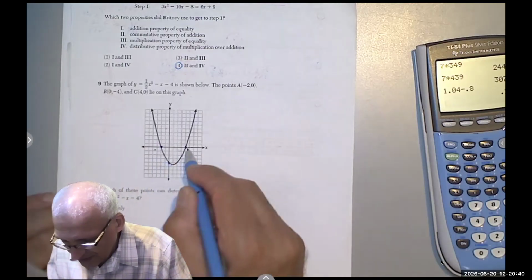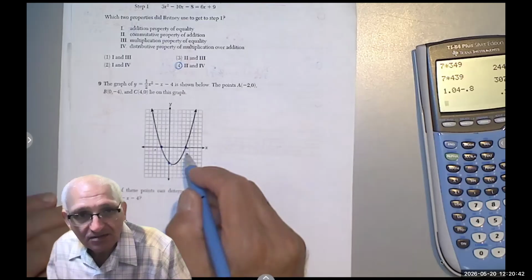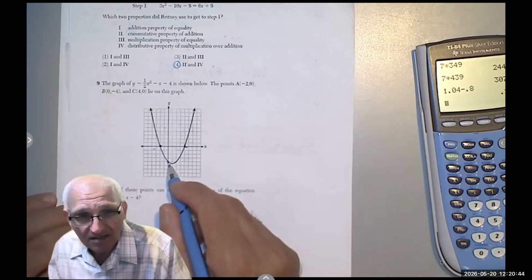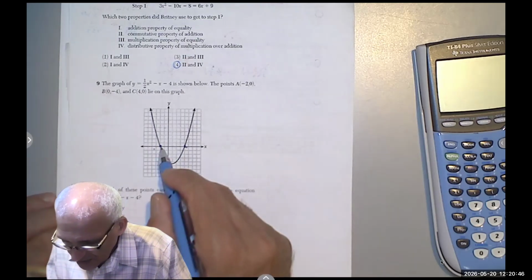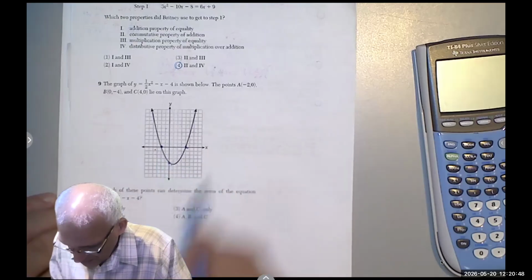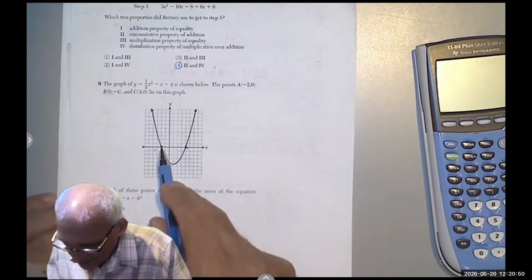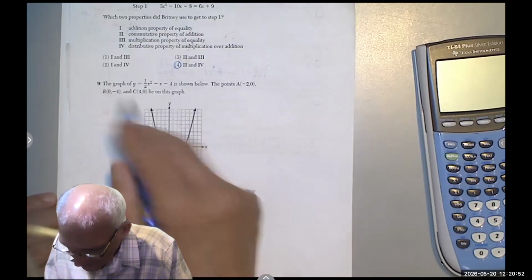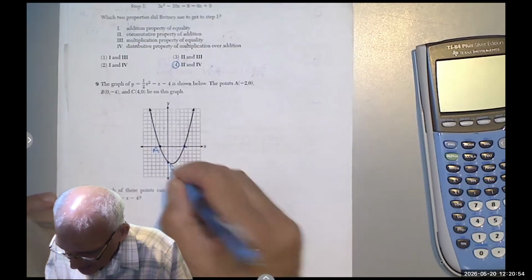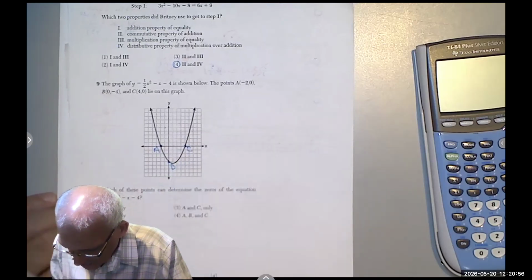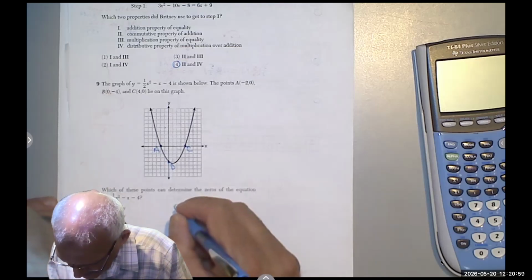And these are the only two zeros, right? This one is not. That's a y-intercept. So, which ones? This is A, right? This is A. 0 and -4 is B. And this is C. So A and C only.